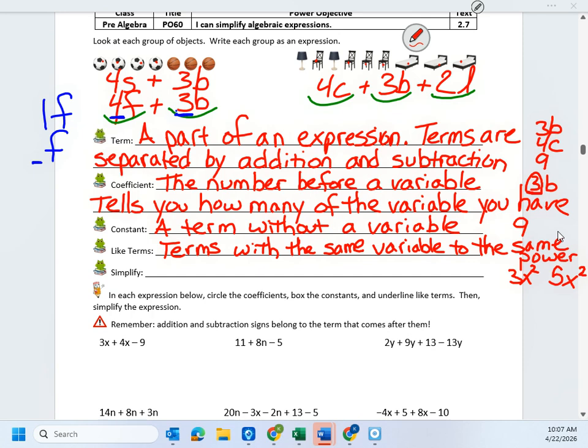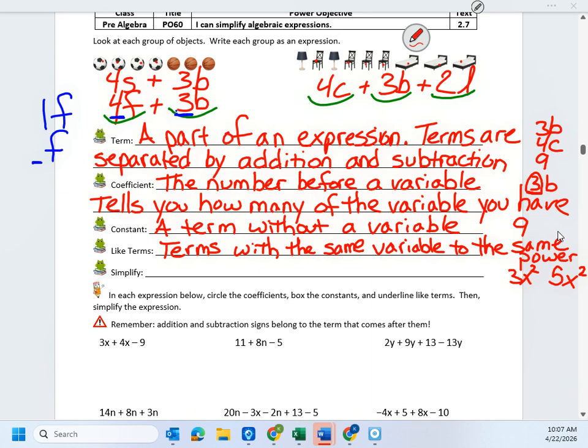If we had 3x and 5y, could we combine them? 3x and 5y, why not, Violet? Because one's y and one's x, they are not the same. Okay, so if they have the same variable and the same power, you can combine them.